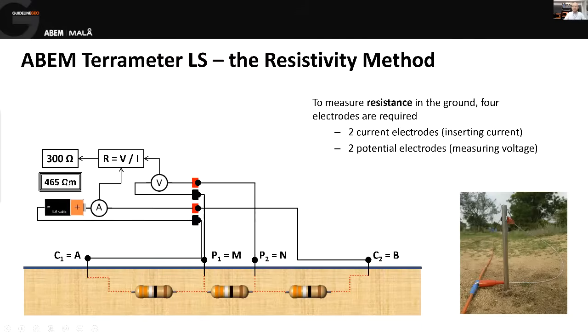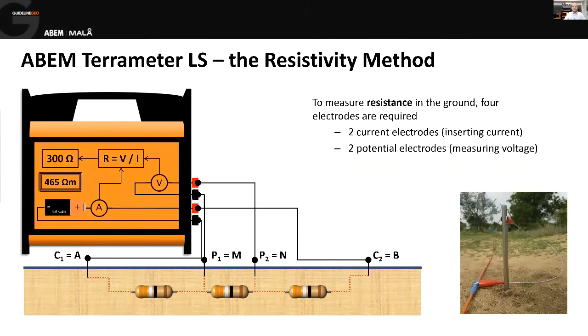But ultimately, that is what we take away to process and to develop a model of what the subsurface looks like. Now, all of that happens inside the instrument. So that's nice and easy. There's no complicated maths for us to have to do while we're in the field. The instrument will be doing it for us.